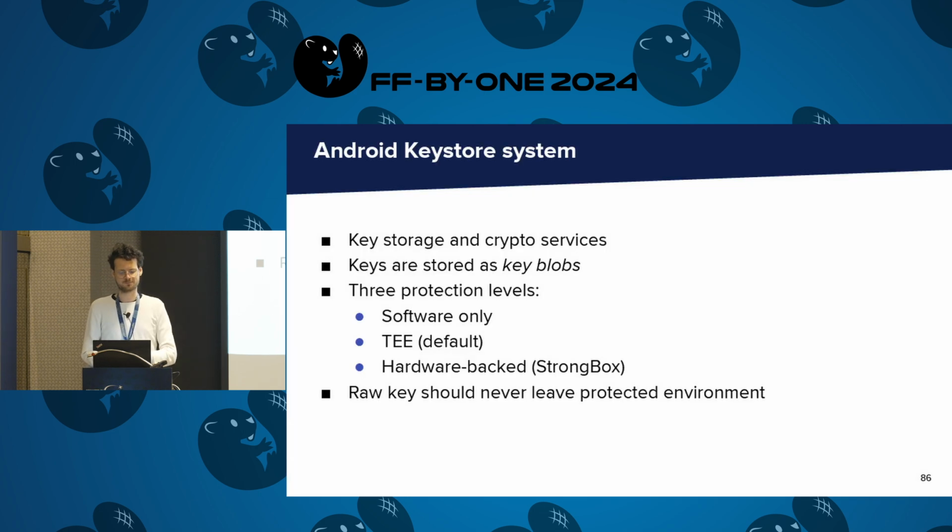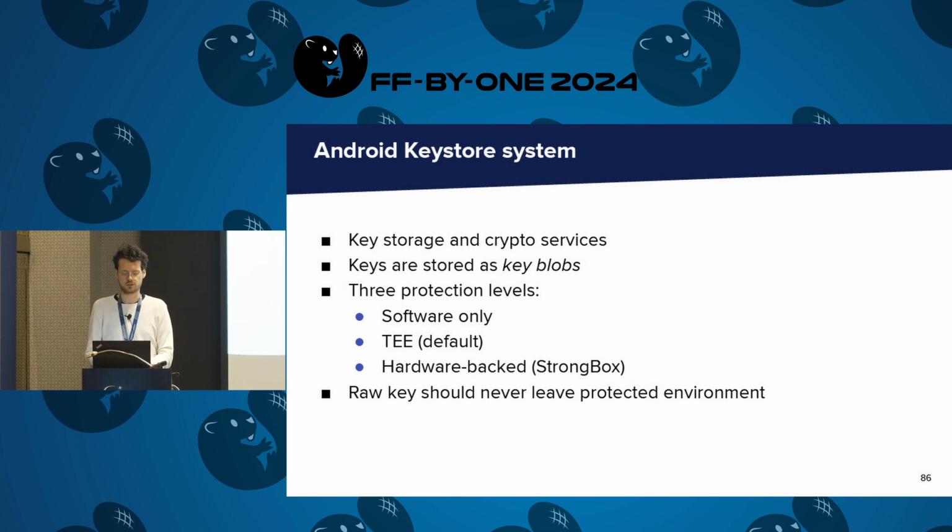There are 3 protection levels that you can have for Android keys, essentially. You can have software keys, TEE protected keys, which is the case we're going to describe now, and then StrongBox protected keys, which are keys that will end up being used in security chips for the phones that have them. The idea is that the raw key material should never leave the protected environment it belongs to.